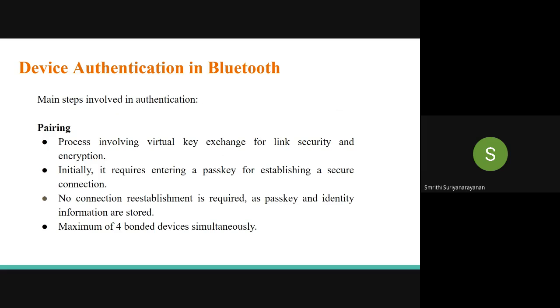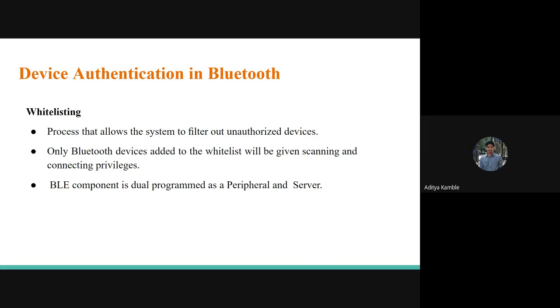The next step in the process is whitelisting. Whitelisting is a process that allows the system to filter out unauthorized devices. Only Bluetooth devices added to the whitelist will be given scanning and connection privileges. In general, a BLE component is dually programmed as a peripheral and a server.